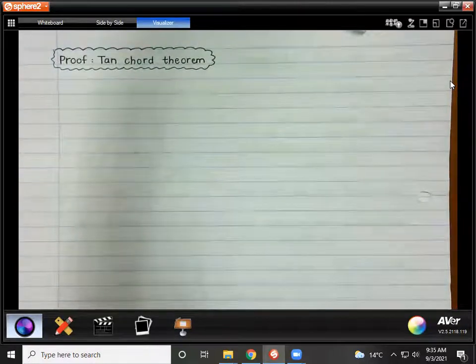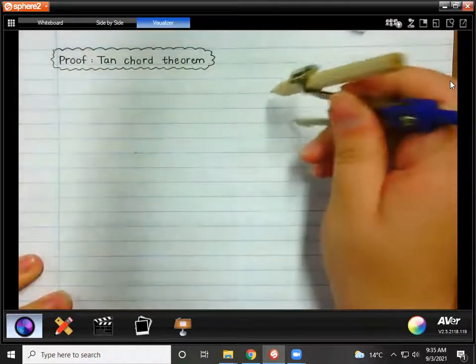I'm going to draw the picture and I'm going to use the same layout. Everything in black is what they'll give you and the blue stuff is what you will have to write down.